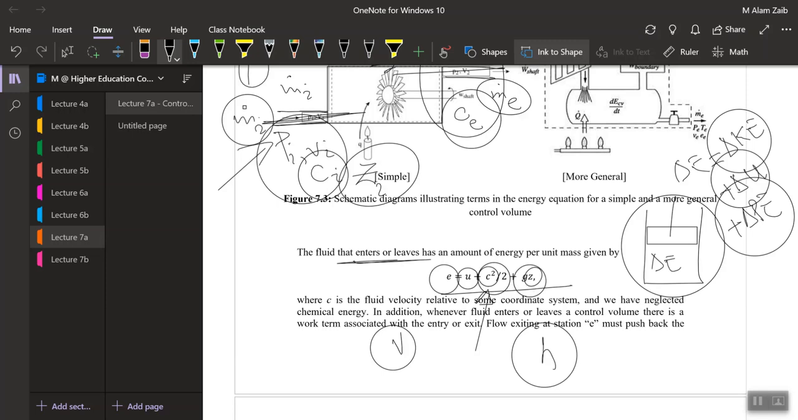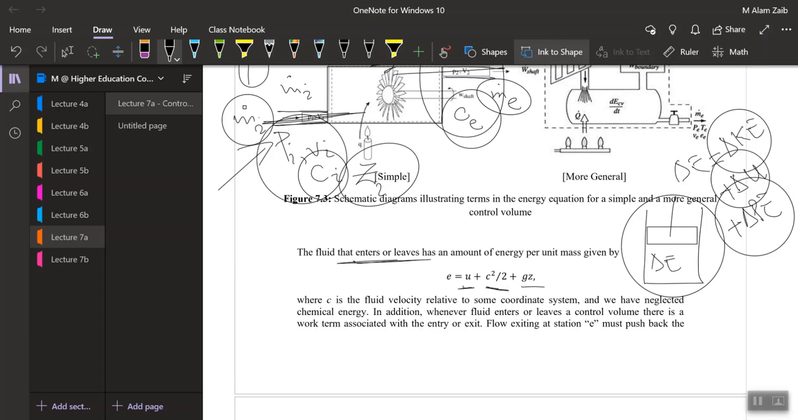So that's the point again. If I'm talking about the energy entering and leaving the system, we will have three components of that energy. One would be the internal energy, one the kinetic energy, and one the potential energy.